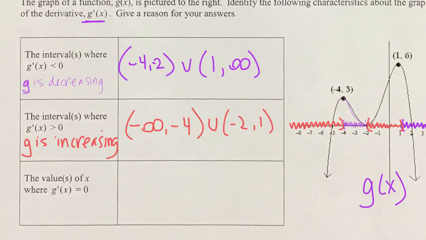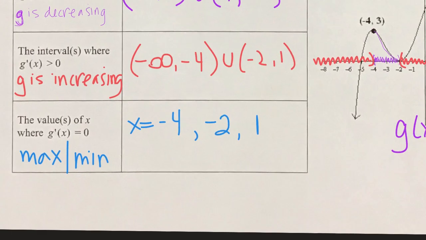And then where g prime is equal to 0, that's happening at a maximum or a minimum, right? Those are called your extrema. So we have a minimum at -4. Maybe that's a maximum. A maximum at -4 and a minimum at -2, and then another maximum at 1. Okay, so we have a max and then a min and then a max.